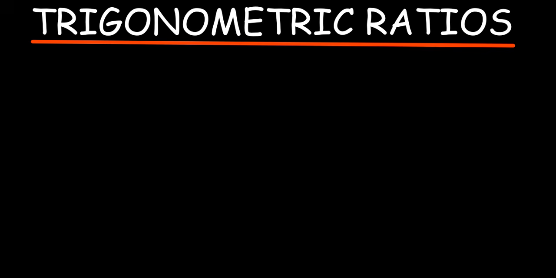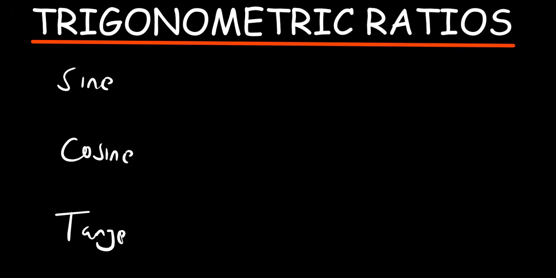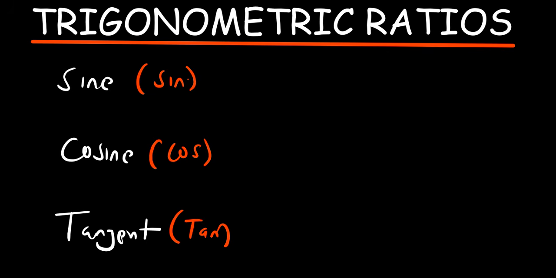Okay, now you are also supposed to understand what we call trigonometric ratios. There's what we call sine, there's what we call cosine, and there's what we call tangent. Okay, now in trigonometry itself, we usually abbreviate sine as sin, cosine as cos, and tangent as tan. Okay, so this is very important for you to understand.